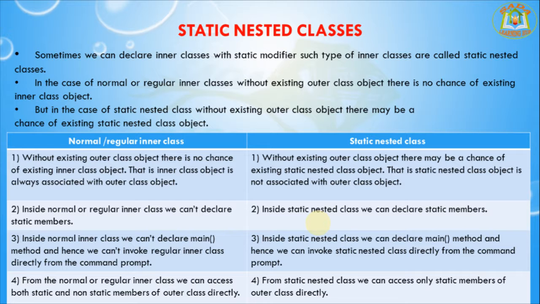Next, I am going to discuss the differences between normal regular inner classes and static nested classes. In normal regular inner classes, without an existing outer class object, there is no chance of an inner class object existing. That is, an inner class object is always associated with the outer class object. In static nested classes, without an existing outer class object, there may be a chance of existing static nested class objects. That is, static nested class objects are not associated with outer class objects.